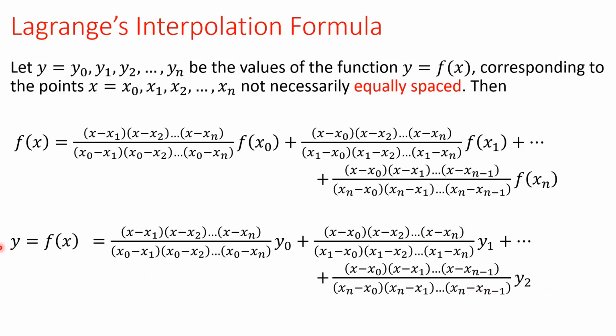For n terms, it will give us a polynomial of degree n minus 1. Right now there are n plus 1 terms here. The first term is x0, the last term is xn. So this y is equal to f of x, this will be an nth degree polynomial. Alright, so let us solve some examples on this.